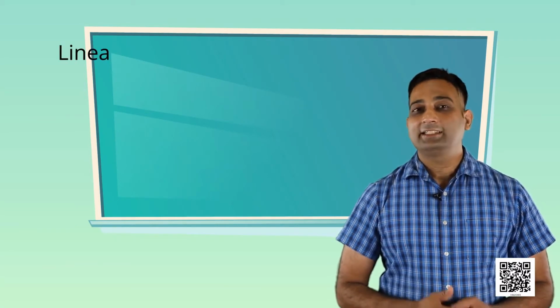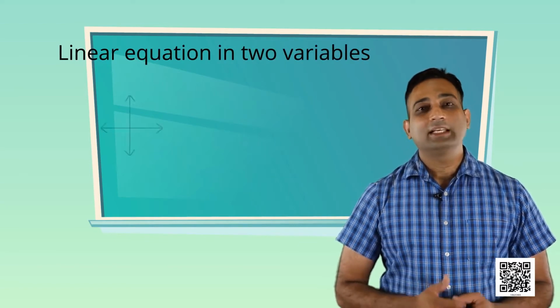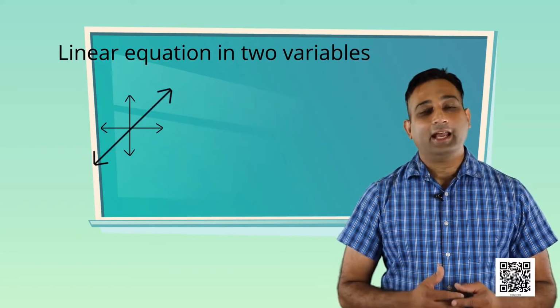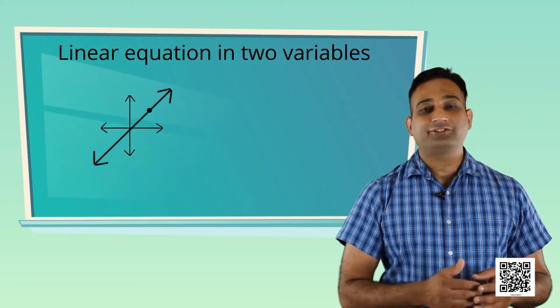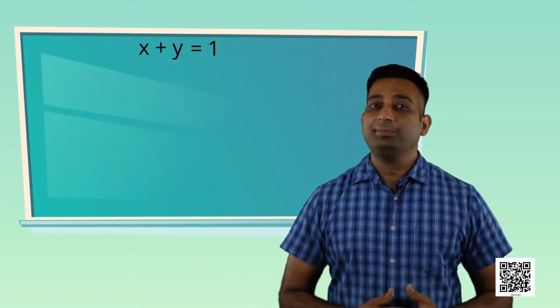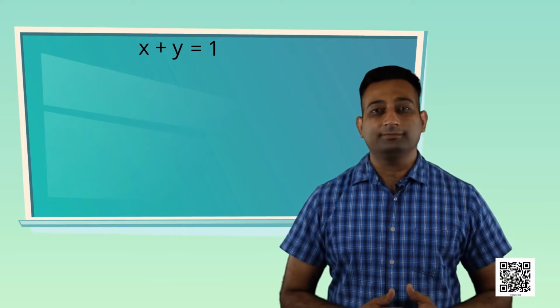Dear students, we have learned in the previous classes that a linear equation in two variables represents a straight line and the solution of this equation is a point on that straight line. We have also learned how to represent a linear equation in two variables graphically. Let us take one example to again represent a linear equation in two variables graphically. Let us take an example, x plus y is equal to 1.